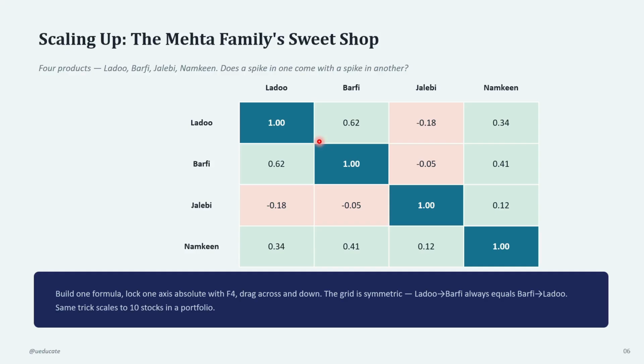The concept of correlation always gives us a result between plus and minus 1. And we looked into the Excel file at how we can calculate the correlation between the four different products. We built one formula with the absolute reference F4, dragged across, so the grid is symmetric. Laddu to Burfi always equals Burfi to Laddu, same trick. And with the stock example, we will explain diversification, to check if there is diversification in your data.